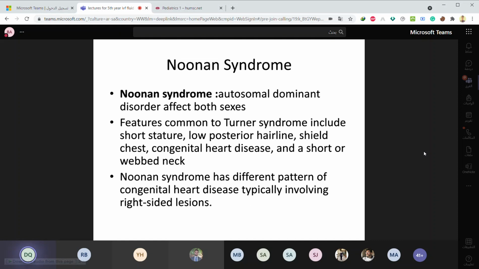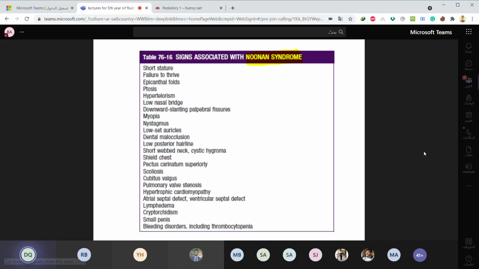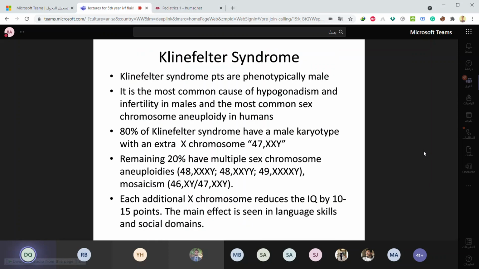Noonan syndrome is an autosomal dominant disorder that affects both sexes. Features common to Turner syndrome: short stature, low posterior hairline, shield chest, congenital heart disease, and short webbed neck. Noonan syndrome has a different pattern of congenital heart disease, typically involving right-sided lesions. This is a feature of Noonan syndrome. Go through it. Klinefelter syndrome.